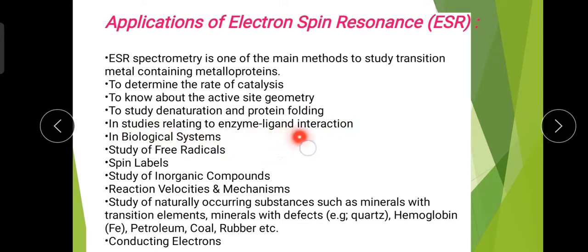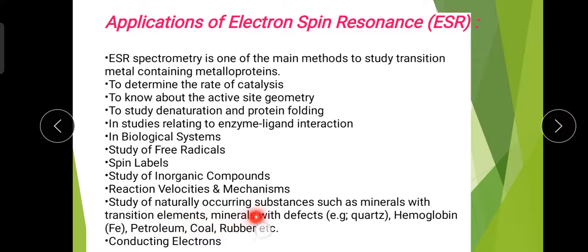It is also used to study denaturation and protein folding, and in studies relating to enzyme ligand interaction. After that, the next application is in biological systems. ESR is also used in biological systems for the study of free radicals, that means compounds which consist of free radicals are generally studied with the help of ESR spectroscopy. After that, spin labels: ESR spectroscopy is related to the electron spin, so it is generally used for the study of spin labels. Study of inorganic compounds, that means in chemistry different inorganic compounds are studied with the help of ESR spectroscopy. Reaction velocities and mechanisms are also studied with the help of ESR spectroscopy.